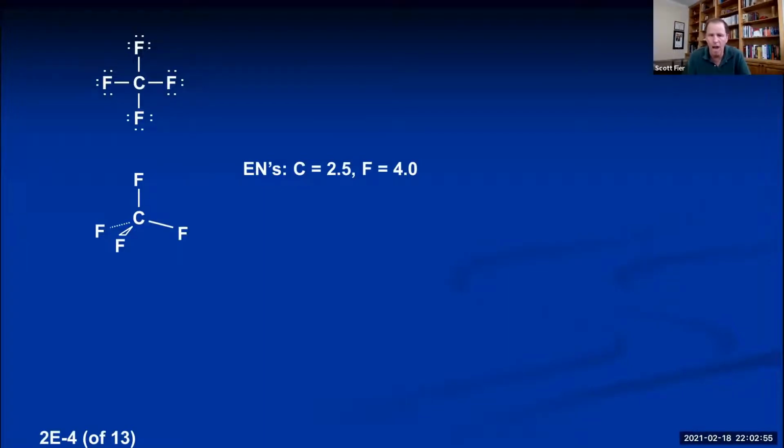Carbon is 2.5, fluorine is 4.0. The difference is greater than 0, it's 1.5. So that means the bonds are polar. And in each bond, the fluorine, which has the higher electronegativity, is going to be the negative end, and the carbon, which has the lower electronegativity, will be the positive end. So I'm going to label every single bond one at a time.